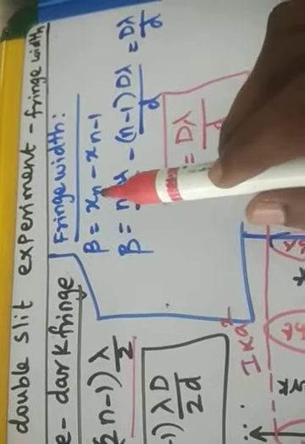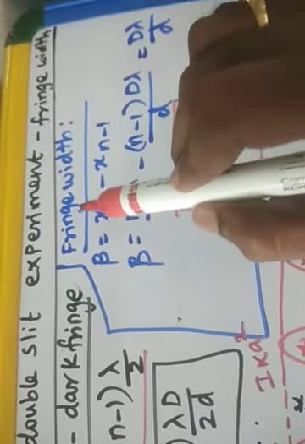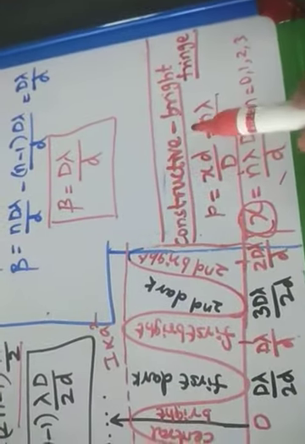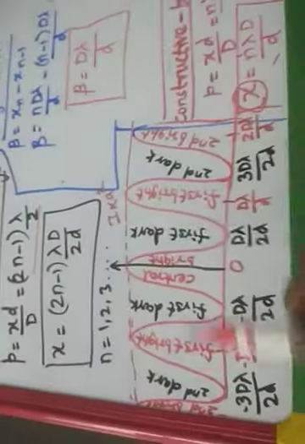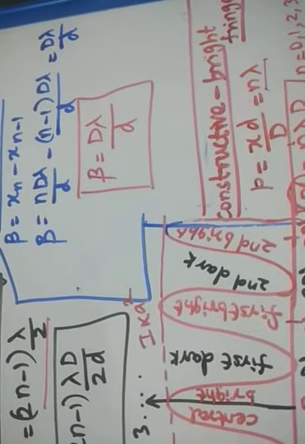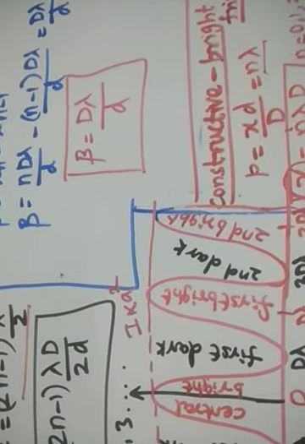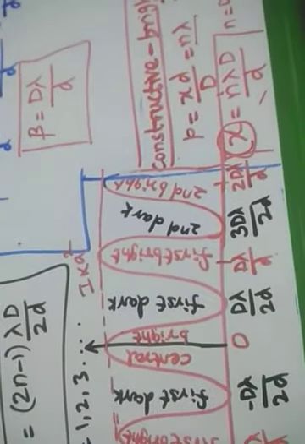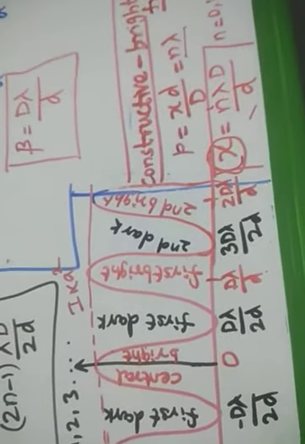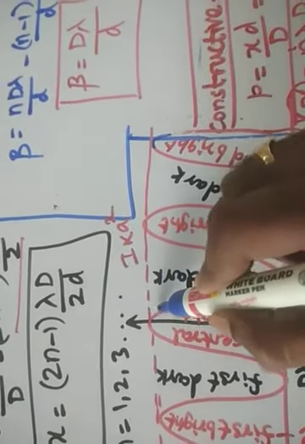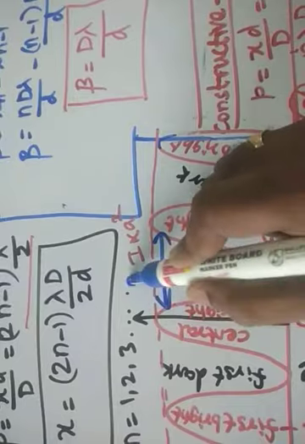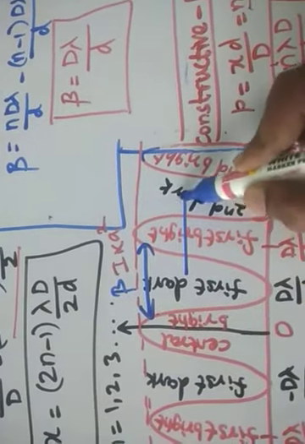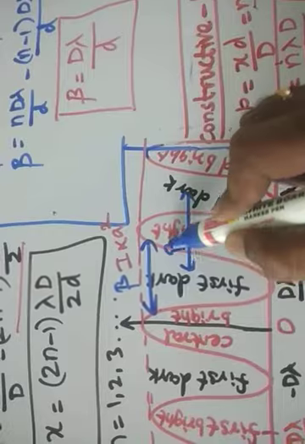Finally, we are going to find the fringe width. We have found the constructive and destructive interference. This is a graphical representation of bright and dark fringes. So what is the fringe width? Fringe width is defined as the separation between two successive bright or dark fringes. This is a bright fringe, and this is a bright fringe. The separation between two bright fringes or two dark fringes is the fringe width, beta.